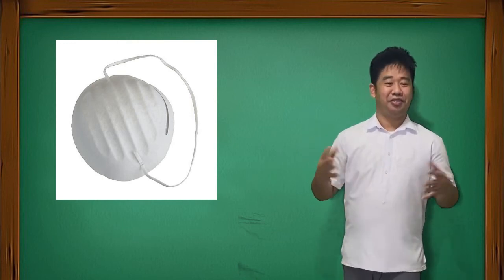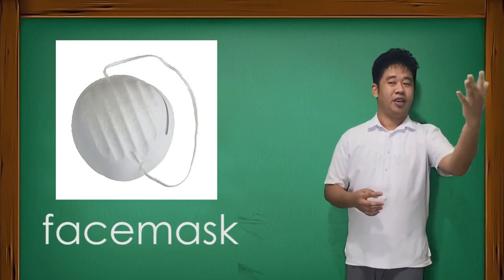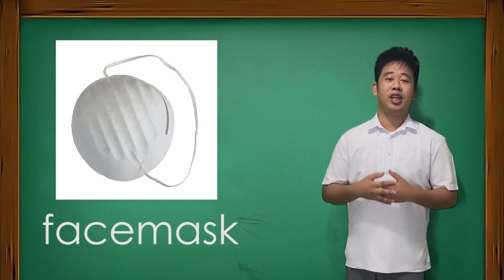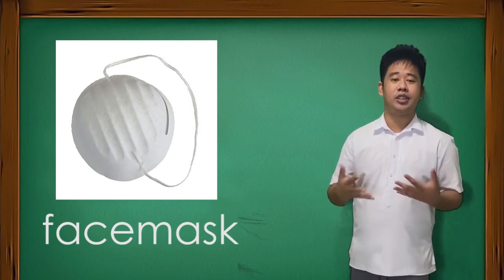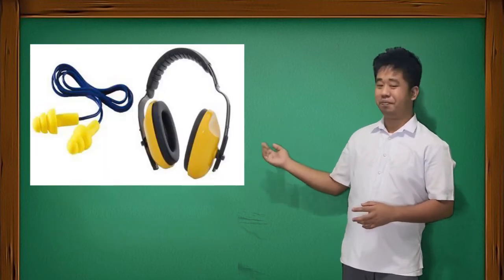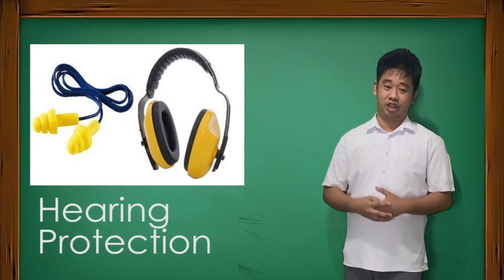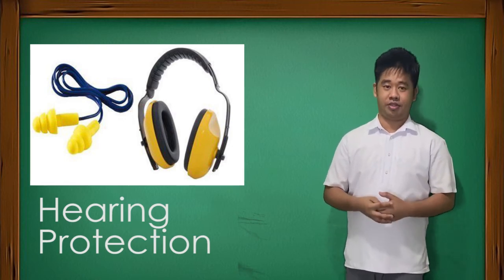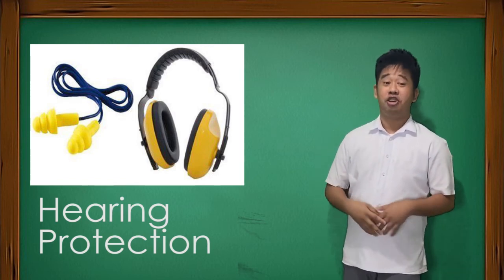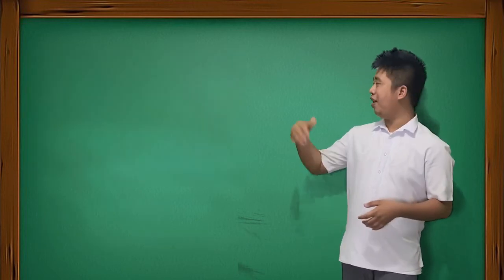Yes, Crystal. Very good. This one is a face mask. What is the function of a face mask? Yes, Jared. Very good. A face mask is used for us not to inhale fumes, vapor, smoke, dust from different materials and substances. What about the next one? Yes, Stephanie. Very good. This one is hearing protection, such as earplugs or earmuffs. What is the usage of hearing protection? Yes, Candy. Very good. It is used to protect our ears from loud noise. What about the next one?